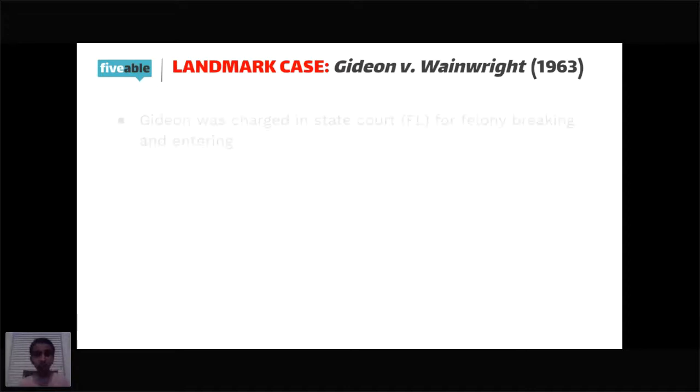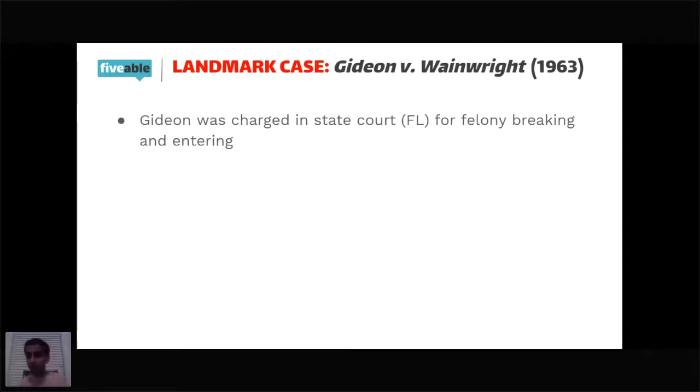Now we're going to go into Gideon versus Wainwright, which is a landmark case. This is super important. Definitely need to know this case in and out. I would write it down somewhere. Make sure you take note of all of these important landmark cases because you will have to write about them on FRQ number 3 on the AP exam.